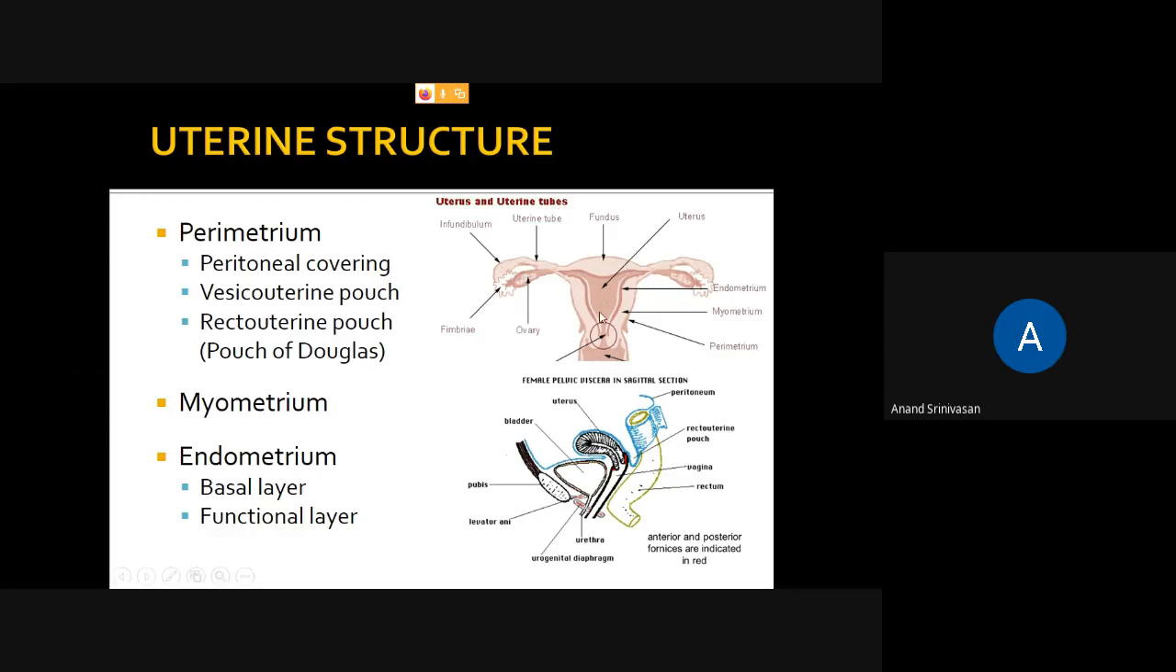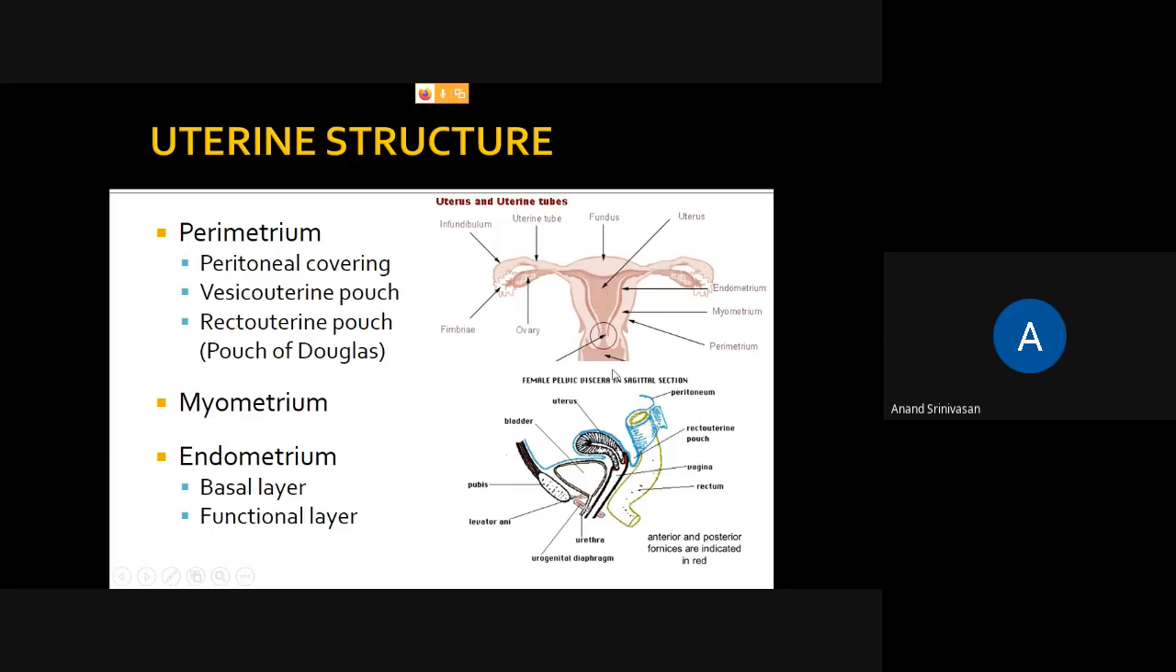Now what happens if the fertilization does not take place? If there are no sperm, the egg comes down slowly. Then a signal is sent to the uterus saying that the egg is not fertilized. And then what happens?